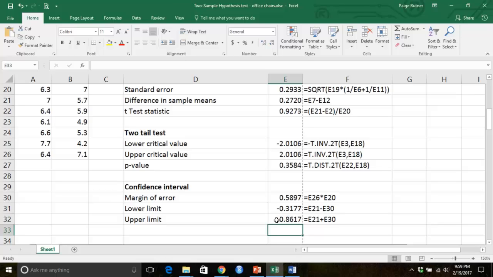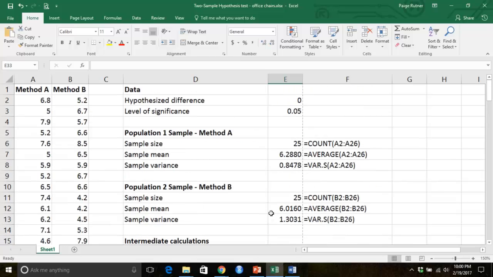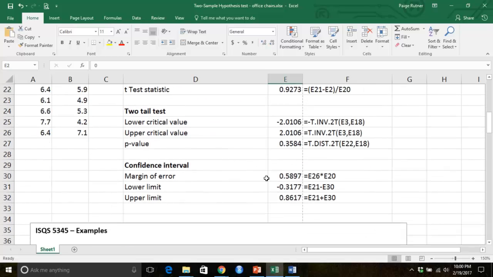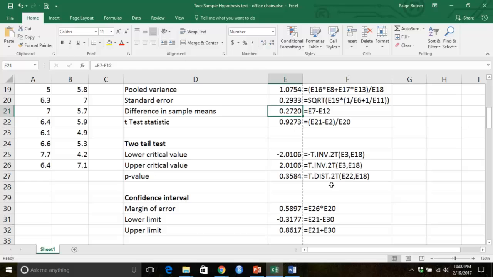So because that 95% confidence interval includes the value that we had hypothesized as our population difference, remember we hypothesized a difference of 0, because that hypothesized difference falls within the limits of our confidence interval, that also causes us to not reject the null hypothesis. So the difference really could be 0. All right, and the actual difference that we saw, which again was a fairly small difference of 0.27 minutes, is easily attributable to random chance between the two samples.